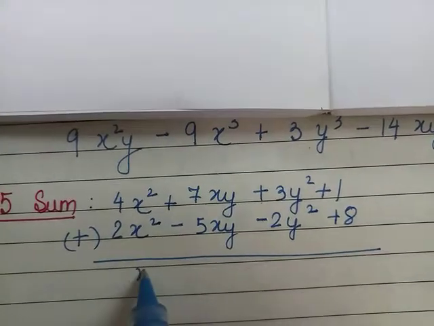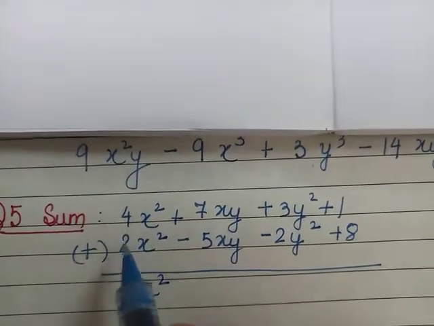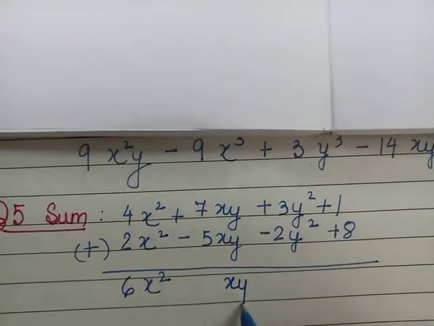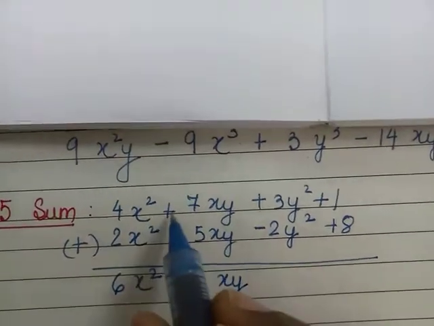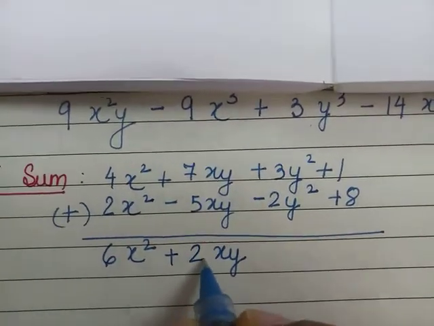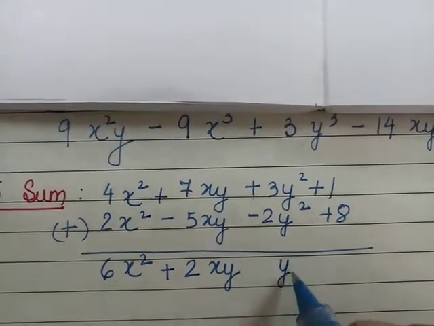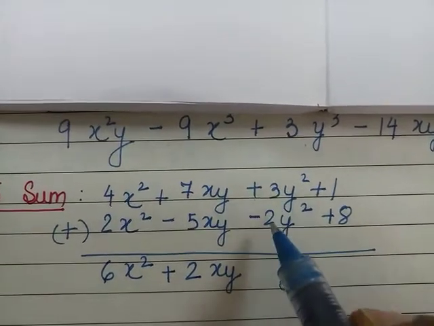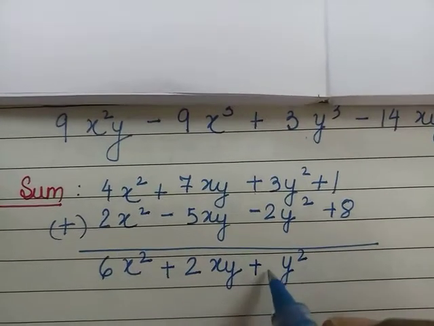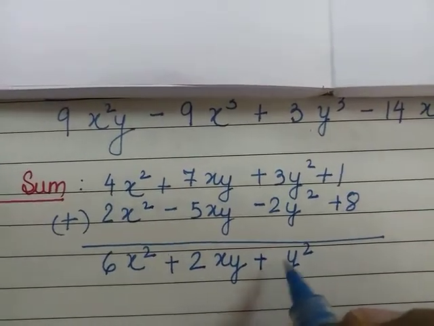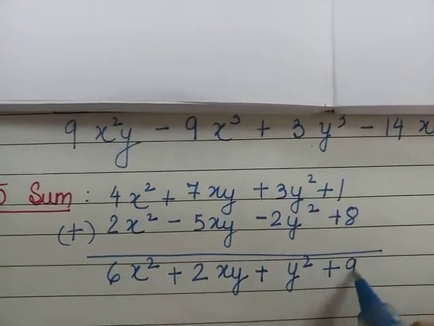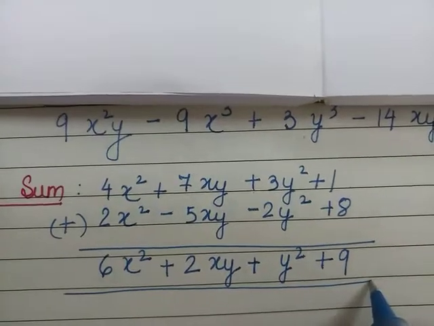I copy down x square as it is. 4 plus 2 will give you 6. Then we copy down xy as it is. Plus 7 and minus 5 will give you plus 2. Then we copy down y square as it is. Plus 3 and minus 2 will give you plus 1. So we don't write 1, that is understood. Plus 1 and plus 8 will give you plus 9. So we have found the sum.